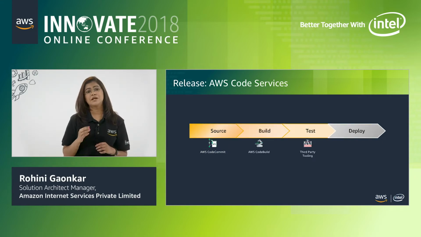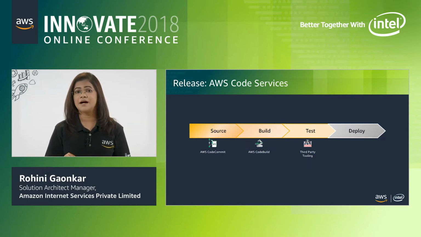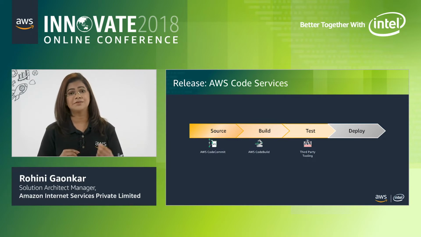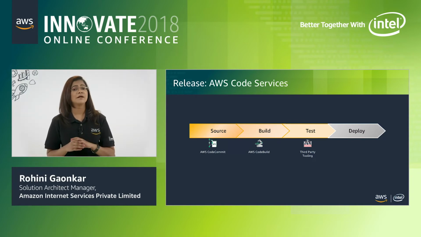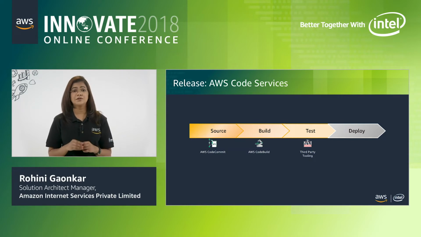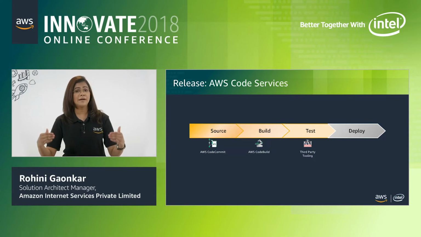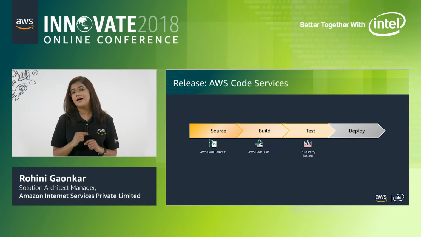Next, for the build phase, you can use AWS CodeBuild. It is a fully managed build service that compiles source code, runs unit tests, and produces software packages that are ready to deploy. You can get started quickly by using the pre-packaged build environments, or you can create custom build environments that use your own build tools. With CodeBuild, you don't need to provision, manage, and scale your own build servers. It scales continuously and processes multiple builds concurrently, so your builds are not left waiting in a queue. For the test phase, you can continue using the tools you're already familiar with.